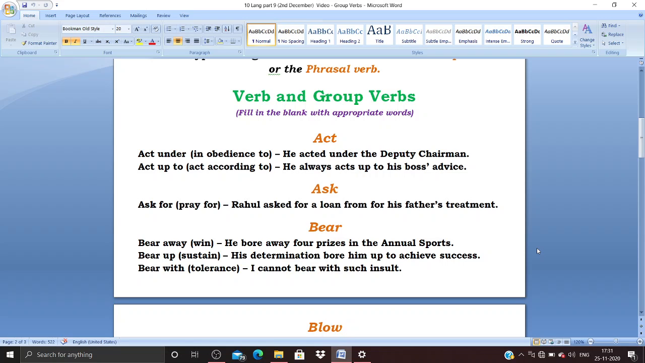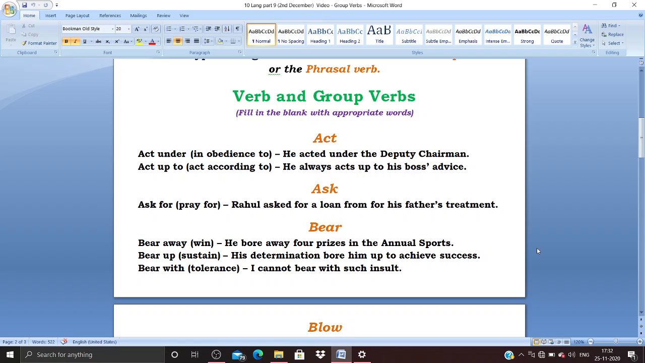Bear. Bear is a very important verb, and in English, bear means tolerance, yes, but which particular preposition it will take to mean tolerance. By the way, it is bear, B-E-A-R, not beer. Many of you still mispronounce it. It is not beer, it is bear. So bear away means win. He bore away 4 prizes in the annual sports.